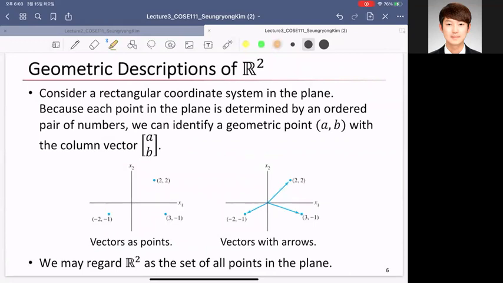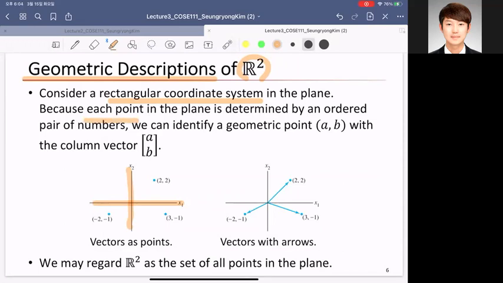There are several kinds of representation for the vector geometrically. This is called the geometric description of the R2 space, or the vector space. Consider a rectangular coordinate system in the plane. For example, like this one, x1 and x2. Right? Two axes.